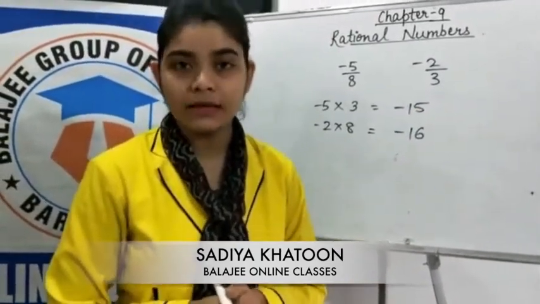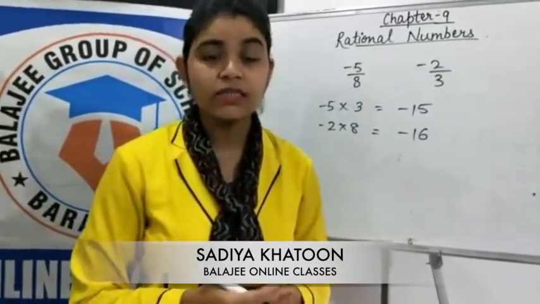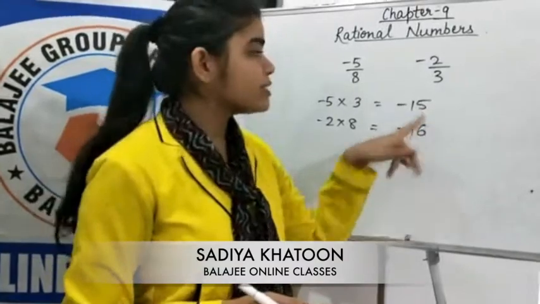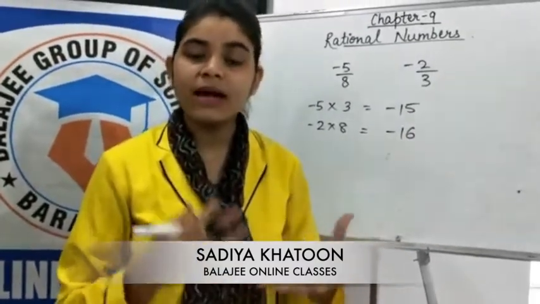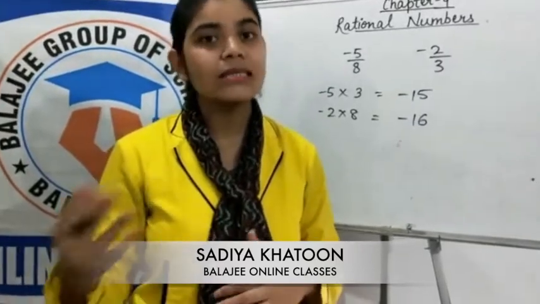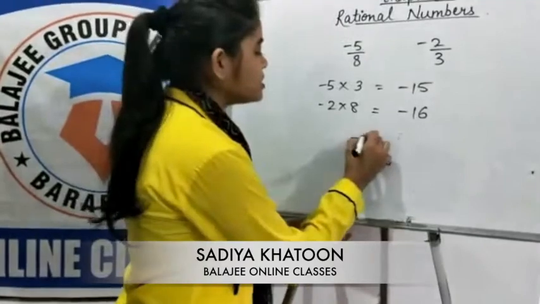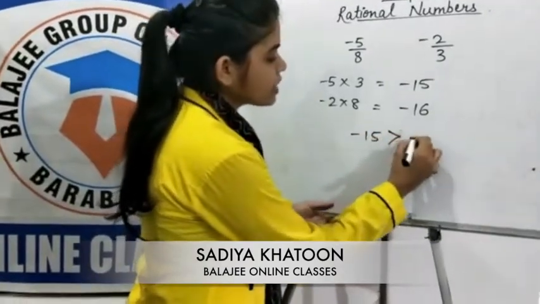Minus 15 is greater because in negative numbers, you have seen in integers, you have read that for negatives, minus of 15 is greater than minus of 16. If they were positive, 16 would be bigger, but both are negative, so minus 15 is greater, which means you will write minus 15 is greater than minus 16.